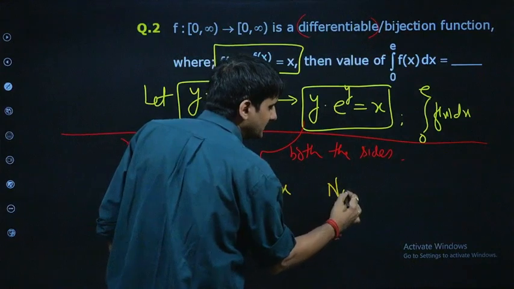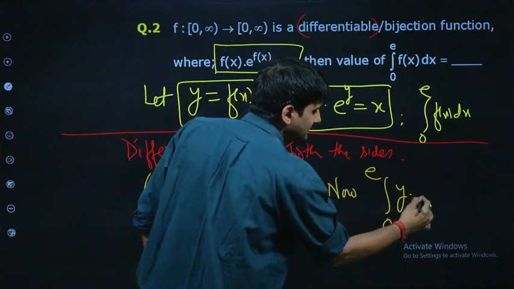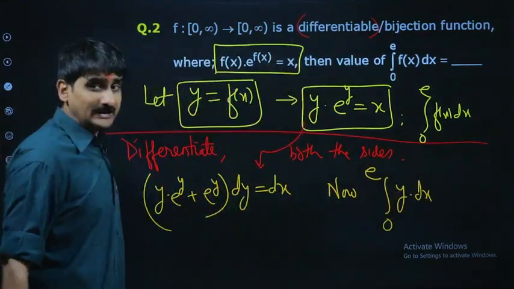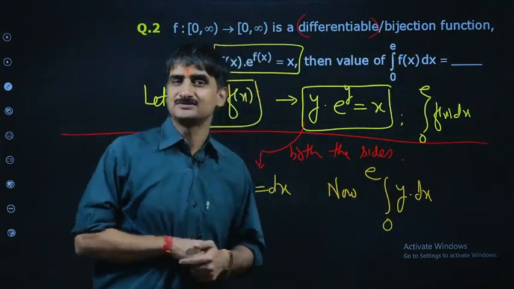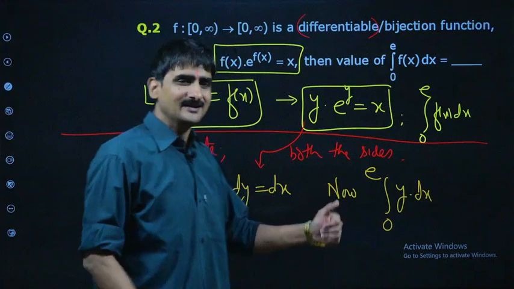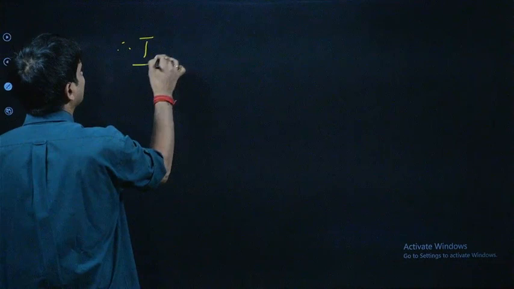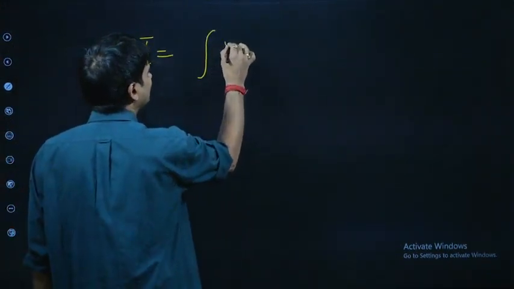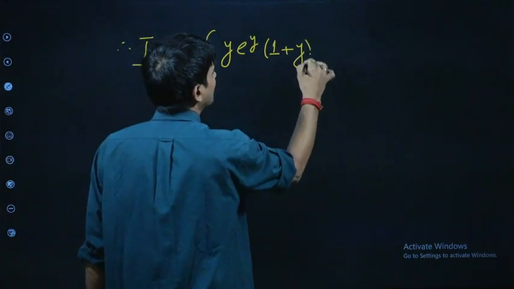Now what do we have to integrate? We have to integrate from 0 to e, y dx. Either convert y in terms of x, that's the normal approach, but here in the question the approach is to replace dx by dy. So just replace. Therefore the integral is, now the limit might be a problem, y e^y (1 + y) dy.